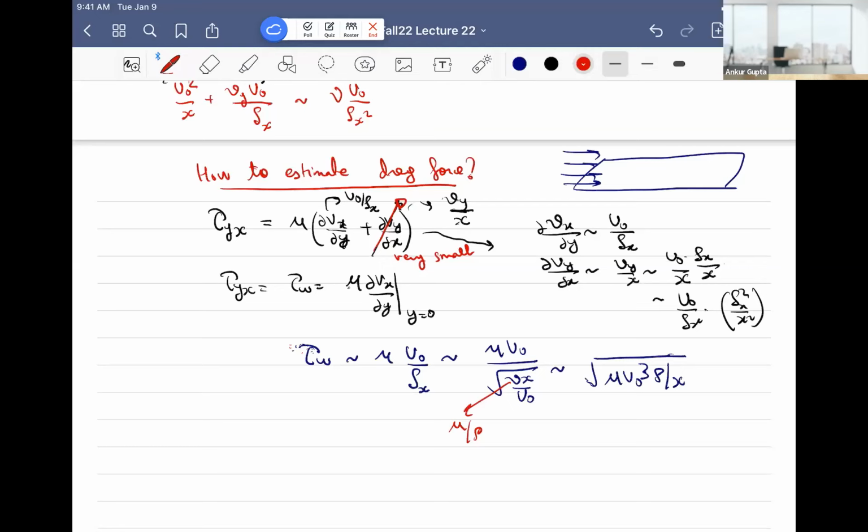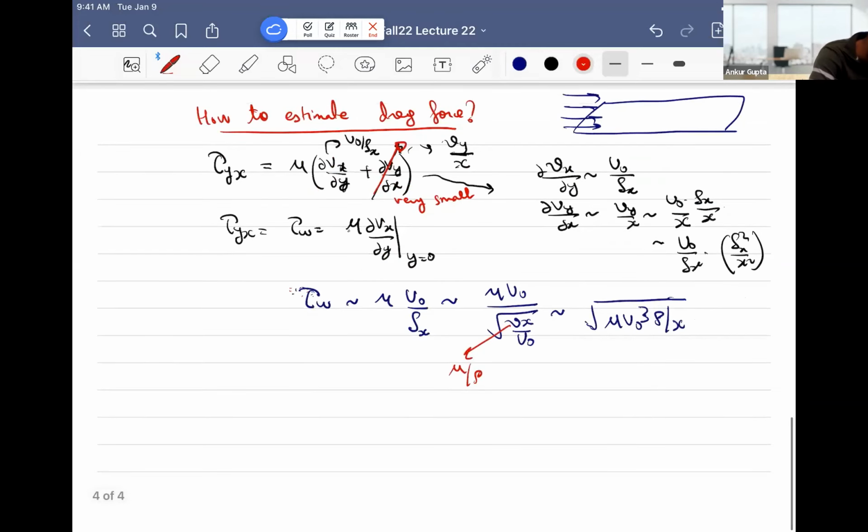Another part, which is again a simple but fascinating result here, is that it is u naught cube, right? It's u naught cube square root. So it's u naught to the power of 3 by 2. And do you think it's good or do you think it's bad? So let's take one step further. So the drag force, and I'll discuss this.